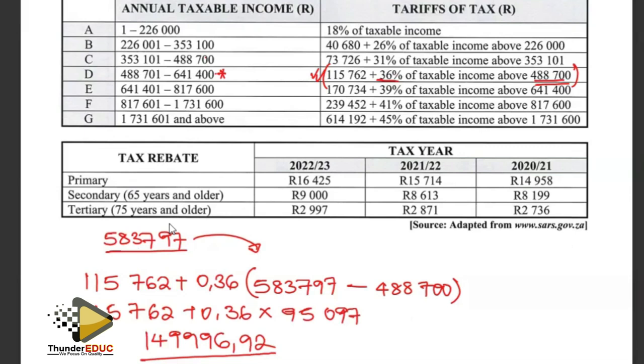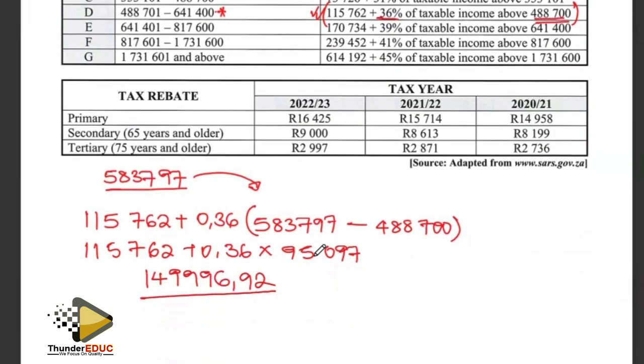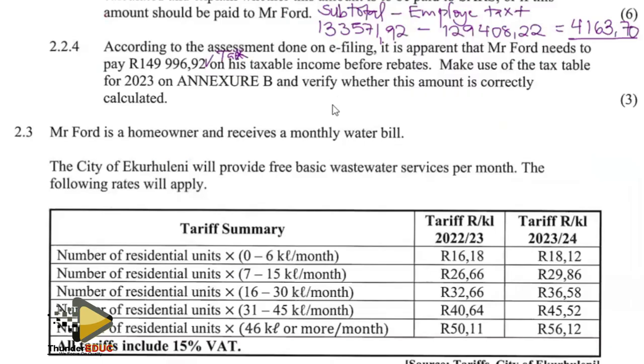This is what they wanted us to prove. This was question 2.2.4. We ended up having this answer here. So we've proven it, and they are saying verify whether the amount is correctly calculated. Yes, it is. It is correctly calculated.